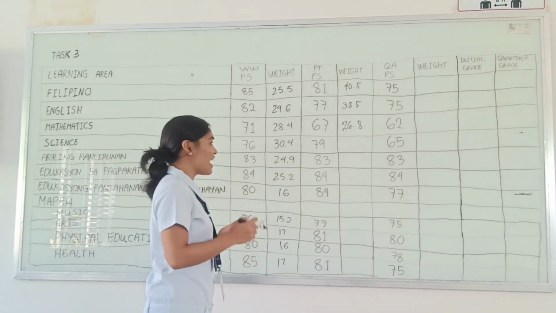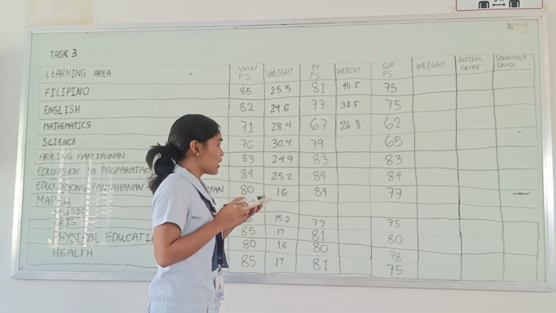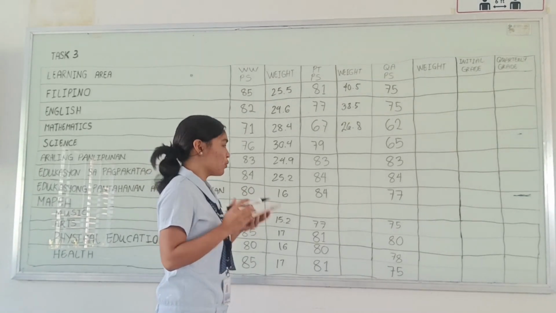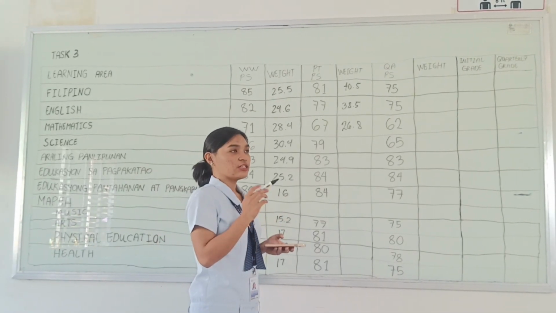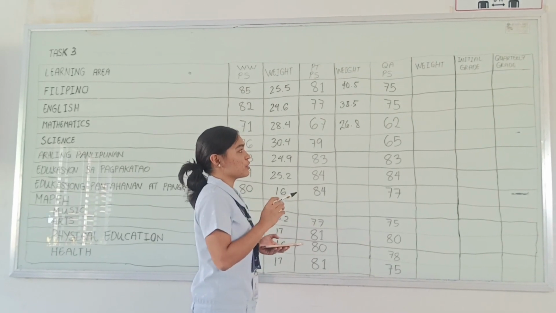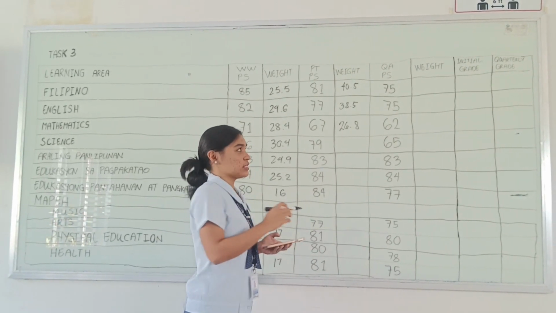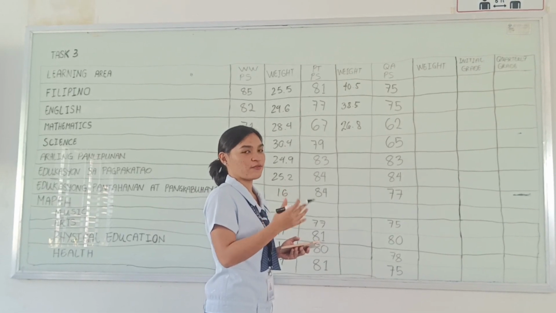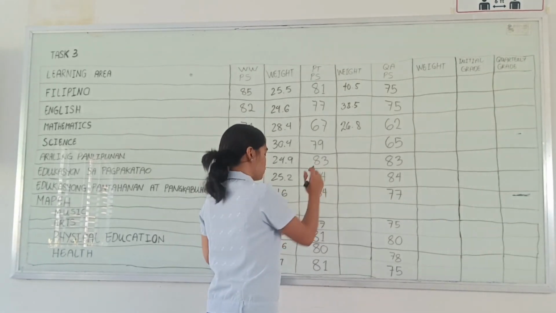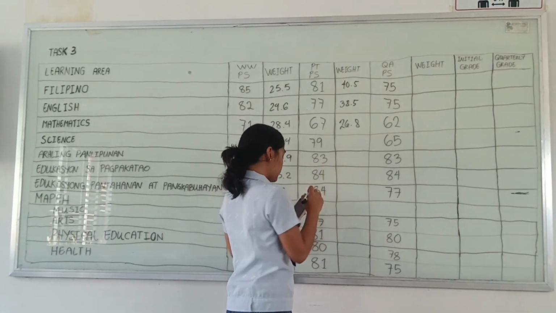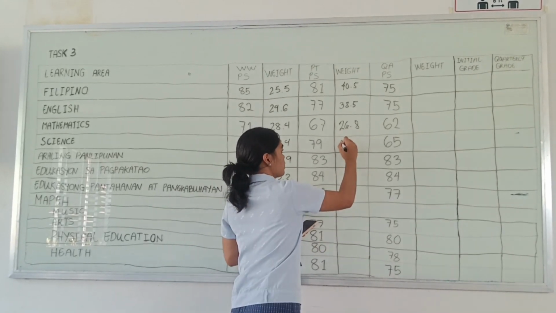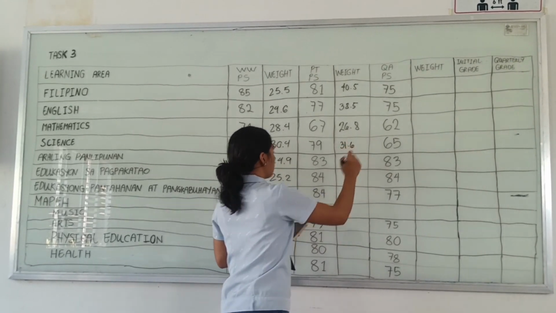Next is the subject science. In science, we will have 79 as his partial score. We'll multiply that by 40%, or 0.40, because 40% is the given weighted score of this subject. So 79 times 0.40 is equal to 31.6.